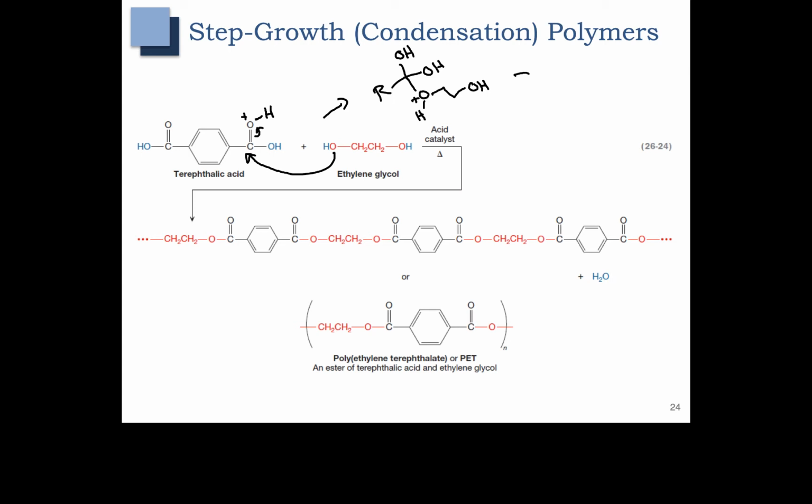I'm going to skip those steps and just go to what we would have a couple of steps later. So we have something like this, and then we kick off the water. And then you would deprotonate, and then the other end of the alcohol would attack another protonated carboxylic acid. And I also didn't draw out the R group over here, but you'd have another carboxylic acid on the other end that is also reacting with another equivalent of ethylene glycol. Eventually, you end up with a long polymer chain that looks like this, or can also be represented like this.